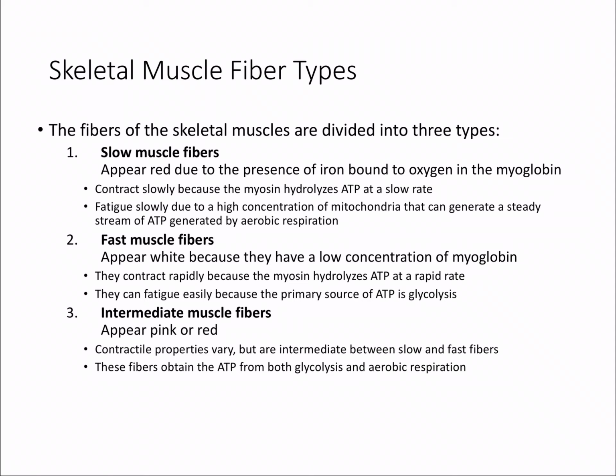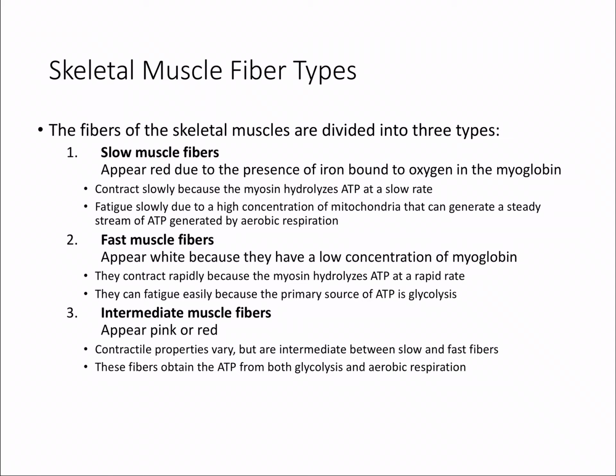And then if you're running like 2 miles, maybe you'd be relying mostly on intermediate muscle fibers. These appear pink and red, and they're intermediate between the two. They obtain ATP from glycolysis and also from aerobic respiration, 50-50. So it just depends on where the muscle is and the needs of the organism at that time, which muscle fibers it's going to rely on.